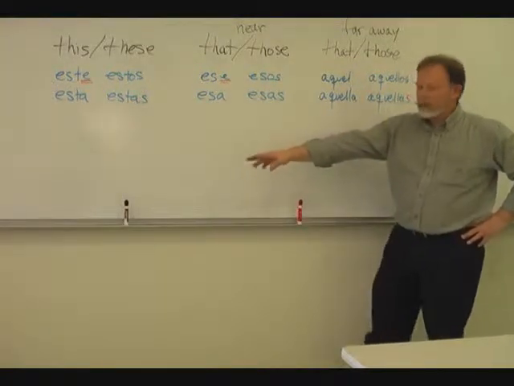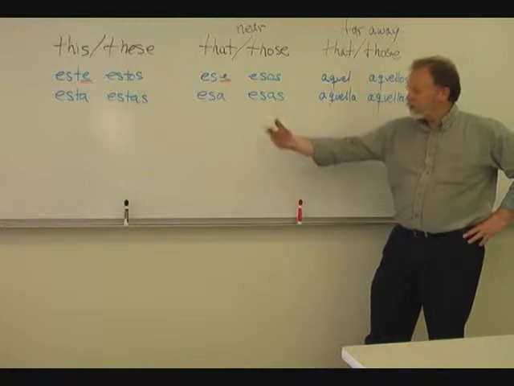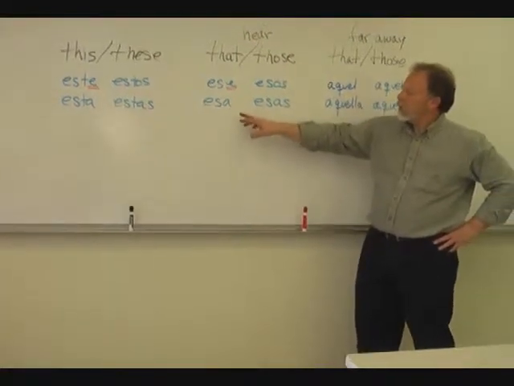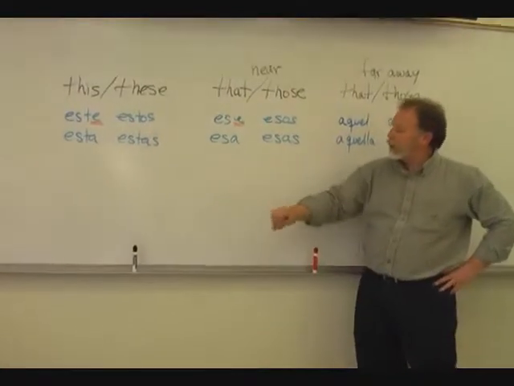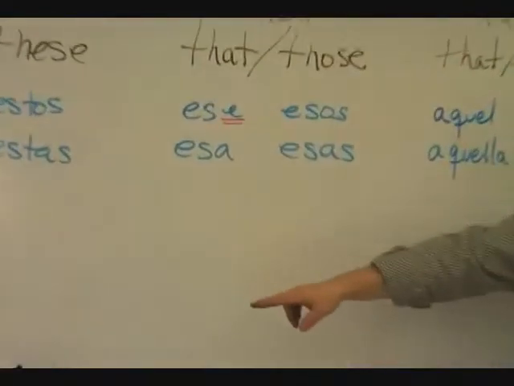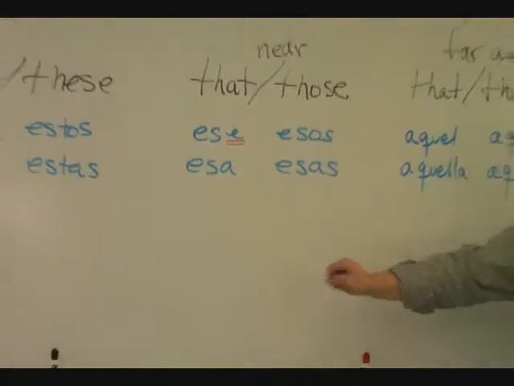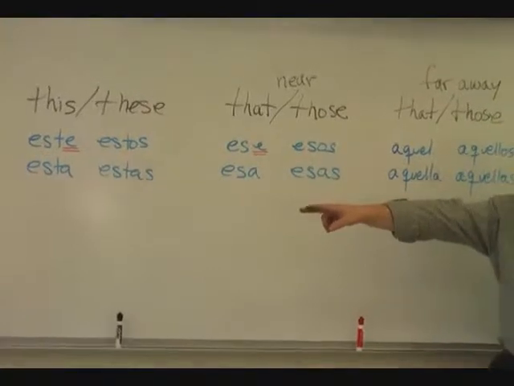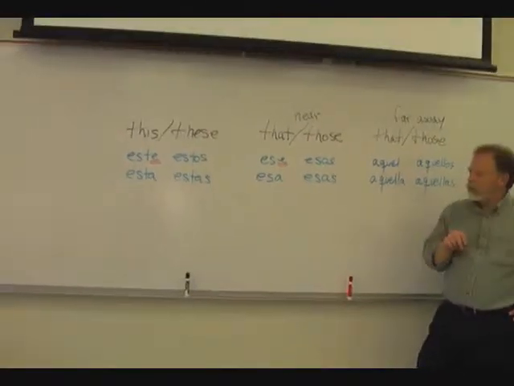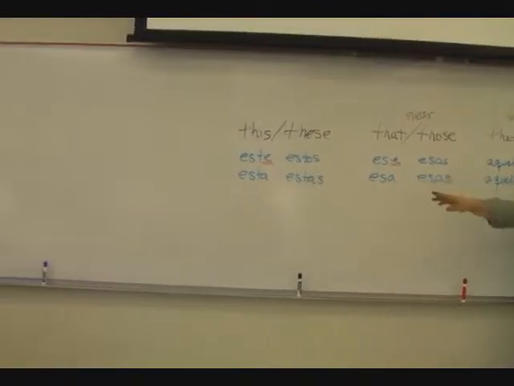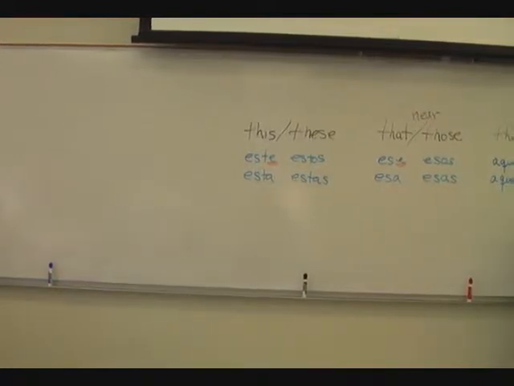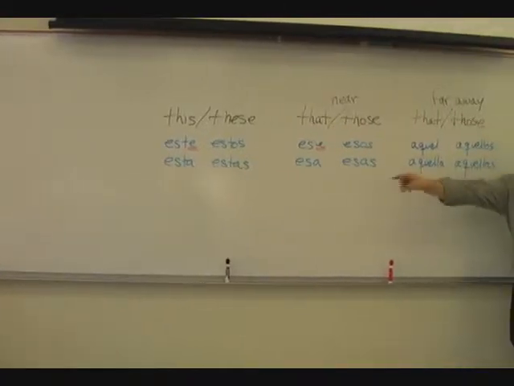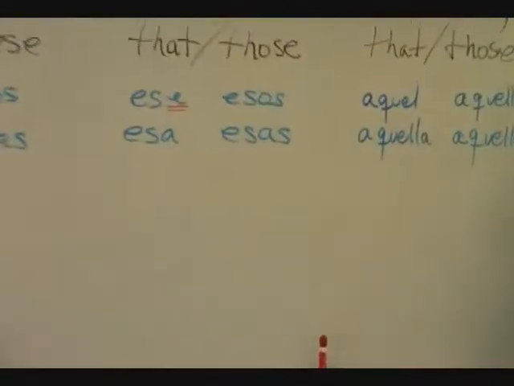Now, that marker, just out of my reach, is still relatively near. What would I use? Again, we're using the word pluma. So I would say, esa pluma es negra. Now that marker way over there is blue. It is far from where I'm standing. I would use aquella. Aquella pluma es azul.